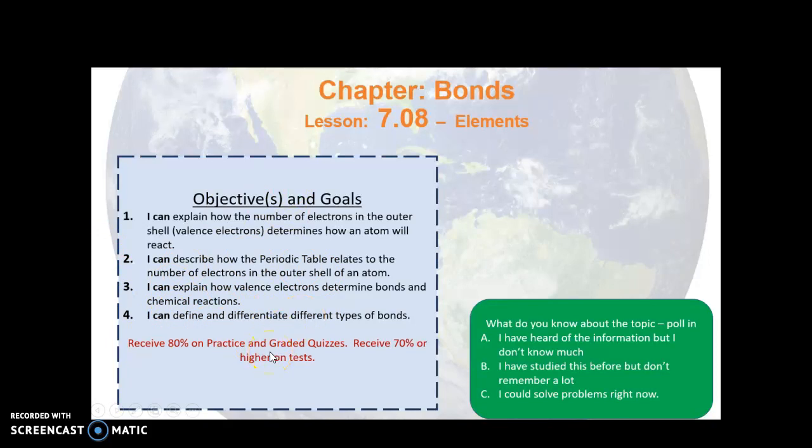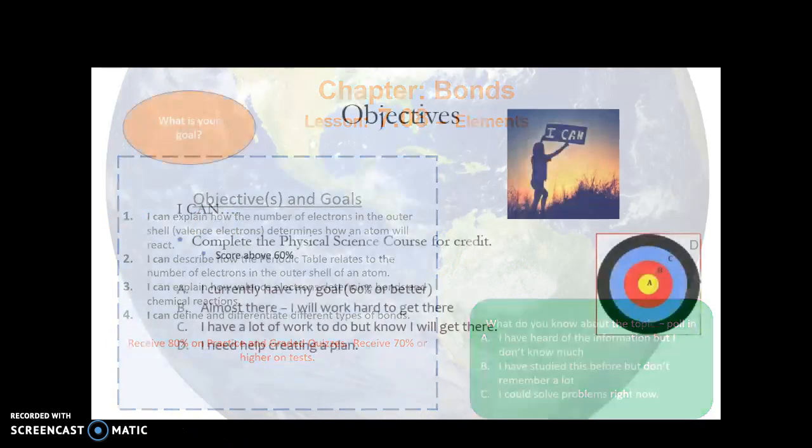You'll know that you've mastered these I can statements if you're receiving 80% or higher on your practice and graded quizzes and also on your assessment quizzes. We do put in the 70 just because sometimes we just don't read something right. But that's the great thing about being able to retest. It's a really cool feature we have at the school that you can retest and make that happen.